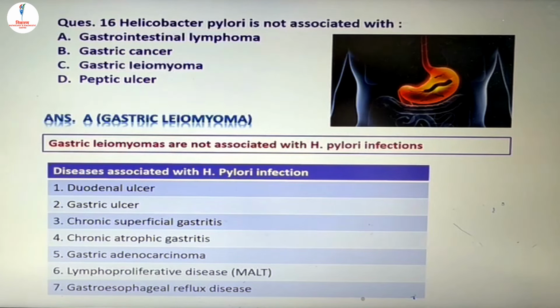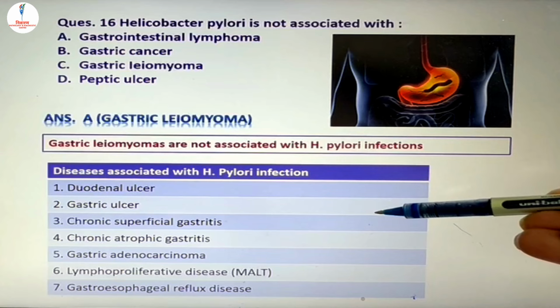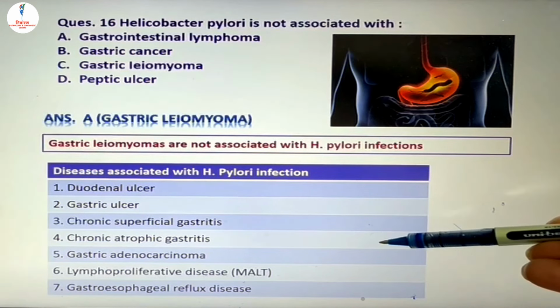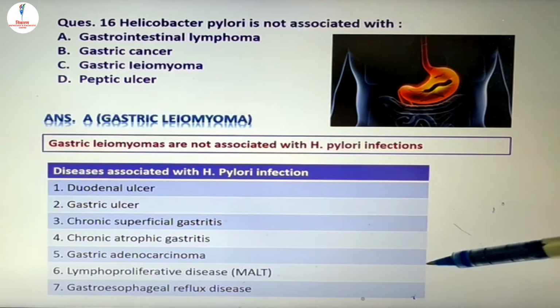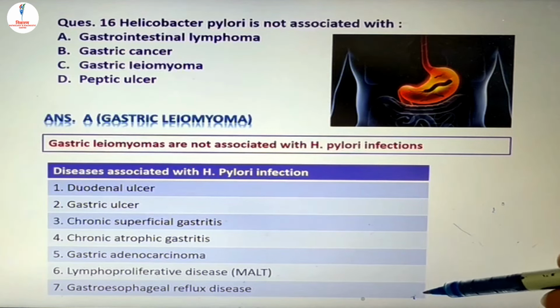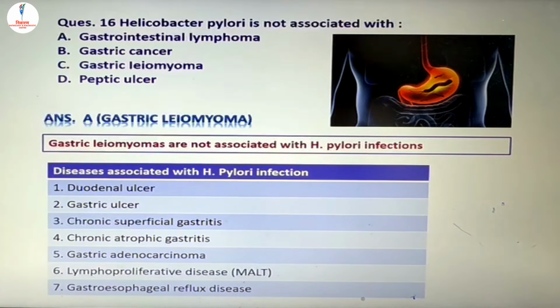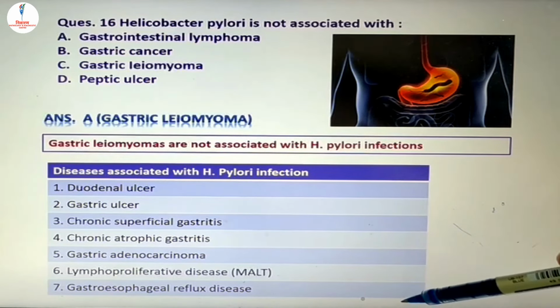Now, the diseases which H. pylori causes are duodenal ulcer, followed by gastric ulcer, superficial gastritis, chronic atrophic gastritis, gastric adenocarcinoma, MALT lymphoma, and GERD. Now, GERD is very uncommon, or you can say rare, in patients of H. pylori, but it is not excluded, because many students say that in patients of GERD, H. pylori infections are not associated. That's wrong. In GERD patients, there are also chances of H. pylori infection, but it is the least common part.